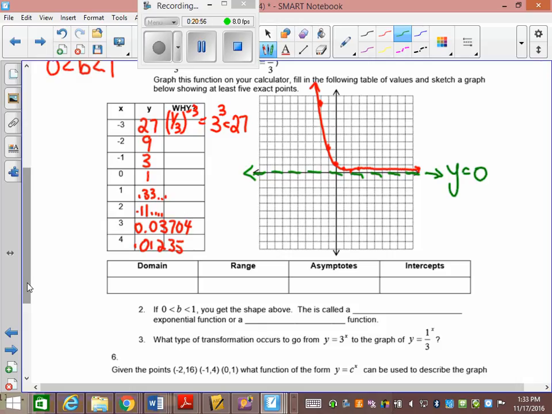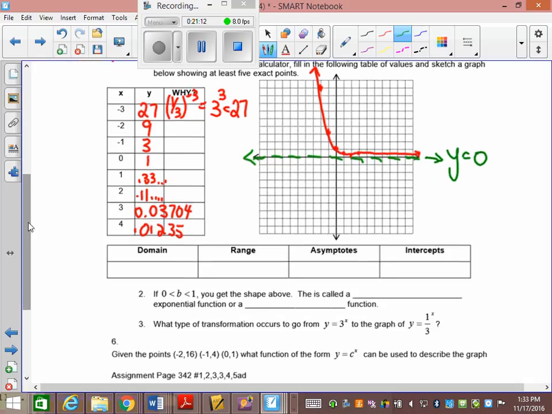So it's actually going to make this graph increase. So you can't just say always that when b is between 0 and 1, it's a decaying function. You can only say that if a is greater than 0, if a is positive, right? So the domain is x ∈ R again, or negative infinity to positive infinity. The range, once again, is y is greater than 0, or 0 to infinity.